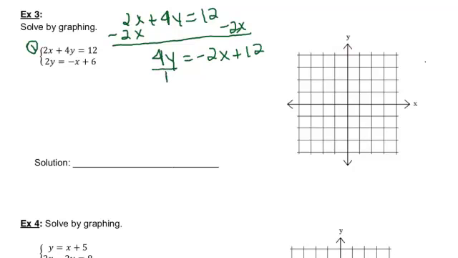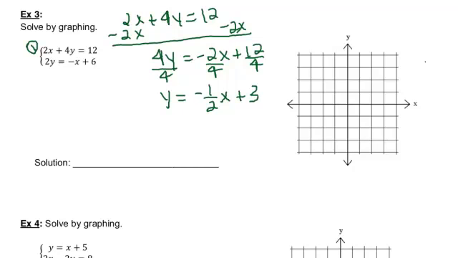Then to get y all by itself, we are going to divide by 4. If you remember, we divide everything by 4. So y equals negative 2 divided by 4, which is negative 1/2. And 12 divided by 4 is 3. So again, let's graph this.